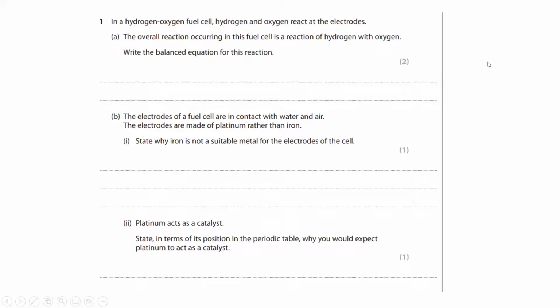In a hydrogen fuel cell, hydrogen and oxygen react at the electrodes. The overall reaction occurring in this fuel cell is a reaction of hydrogen and oxygen. Write the balanced equation for this reaction. It's not just a word one, so let me turn the pen on. We've got hydrogen, and as it's a gas, it hangs around with another hydrogen, so it's diatomic. So does oxygen, so we've got O2. Goes to, and only water is produced, so H2O.